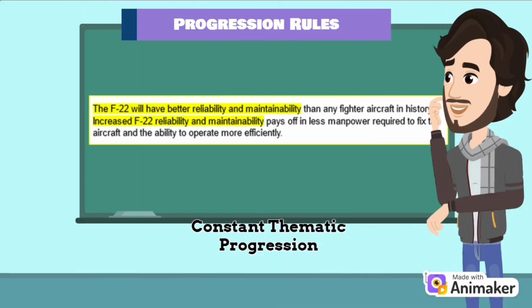There are 3 types of progression patterns: constant, linear, or derived. In this case, the most frequent pattern is constant, which is the type of progression where the theme is always the same and rhemes provide new information in the form of different predicates. Throughout all the text, the theme is always the same, this one being the F-22 Raptor, and the rhemes provide new information about the theme, which is the F-22 Raptor.